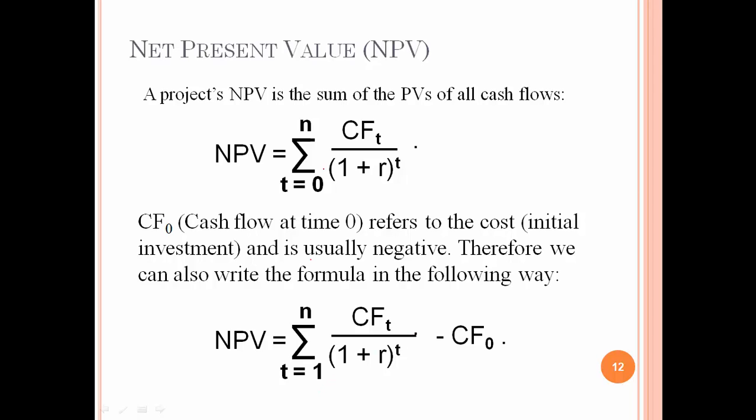So the difference between these two, as you see, is that the first one starts with 0, so it includes all cash flows from time 0. And in the second equation, we start with time 1, so this part includes all future cash flows to be generated by the project. And we sum up all the present values and compare with the initial investment at time 0.